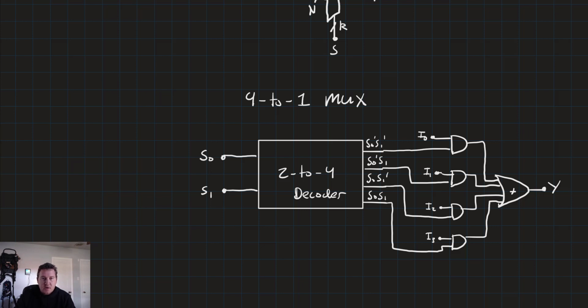So anytime you need to make a multiplexer of any size, if you had a 64-to-1 multiplexer, you could start, because you would have a 6 to 64 line decoder, 64 AND gates, and that's all you need to do. 6 bits of select. So that's multiplexers.